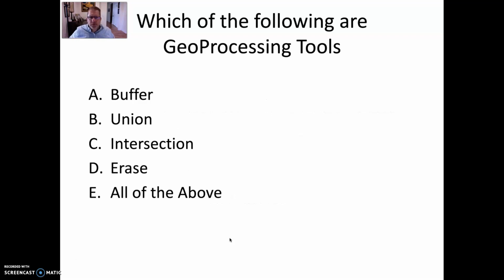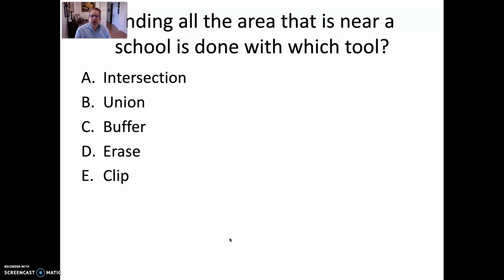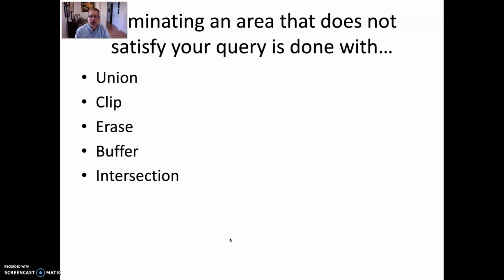Before we do it, let's do a quick review of geoprocessing itself. Do you remember which of these are in fact geoprocessing tools? The answer, of course, is all of the above. Do you remember, if you were going to find all of the area near a school, which tool you might use? The answer, of course, is buffer, because you can make a buffer around a school, and that will show you all of the area around that school. Eliminating an area that doesn't satisfy your query or that doesn't meet the needs of your search, what kind of tool would you use to eliminate an area? Of course, the answer is erase, the erase tool.